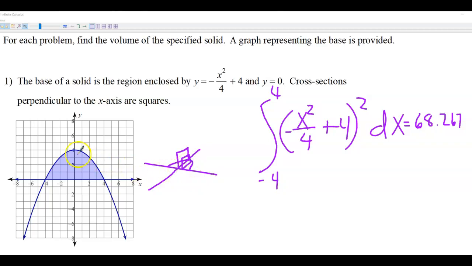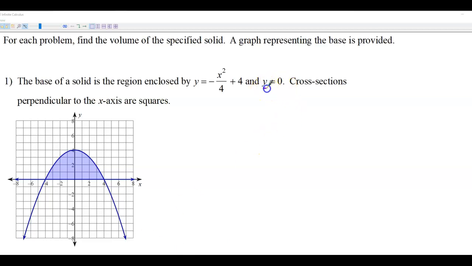The base is the distance from here to here, which is just this function right here. And then since we're stacking squares, we're just going to square the base of that shape, and we're integrating from -4 to +4. Putting all that into your calculator, you should be getting 68.267.